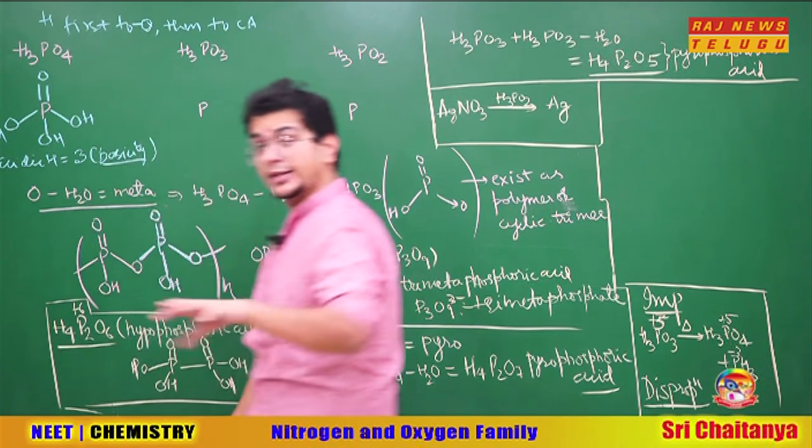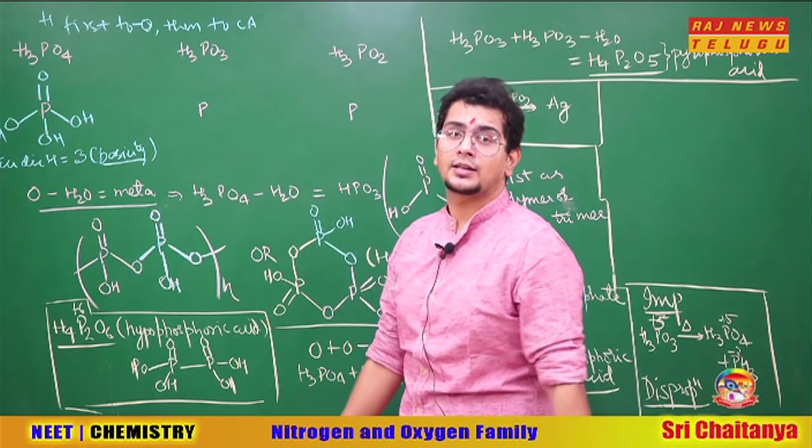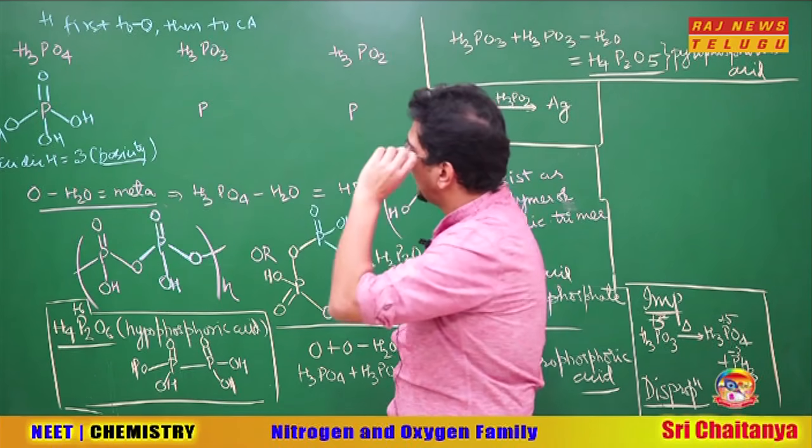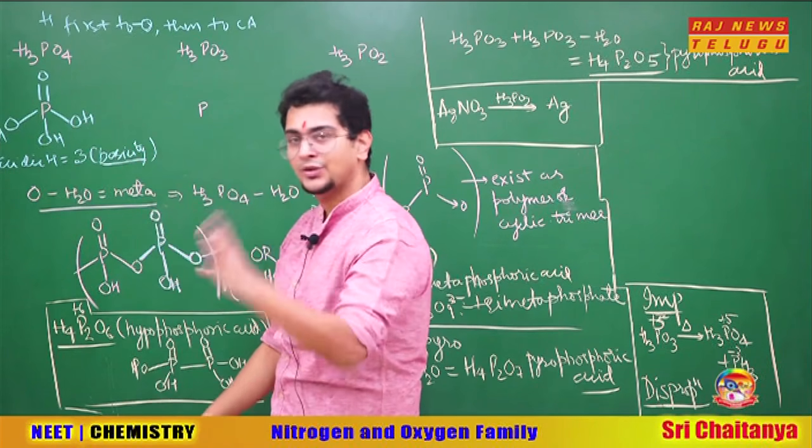Basicity is for acid, acidity is for base. This you have read in the equivalent chapter or redox chapter. Anyway, so number of acidic hydrogen 3, so the basicity of H3PO4 is 3.